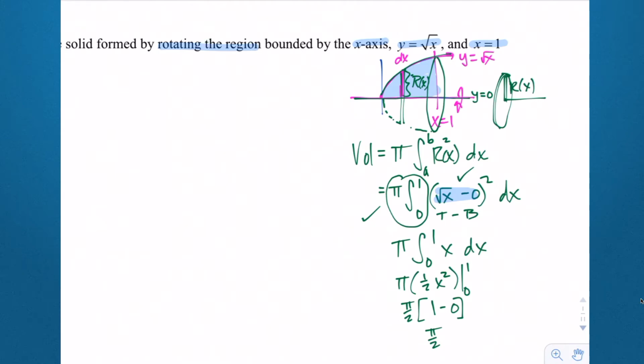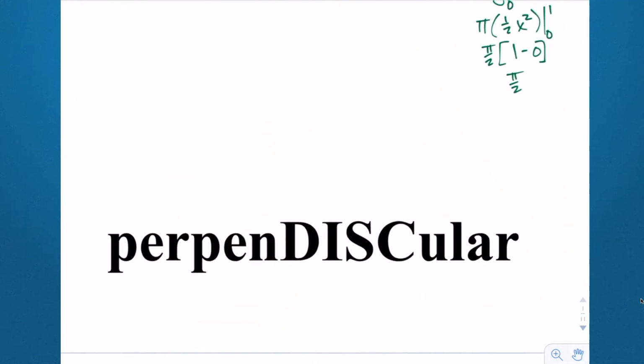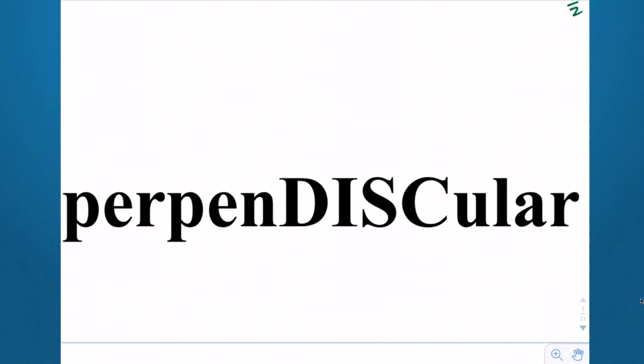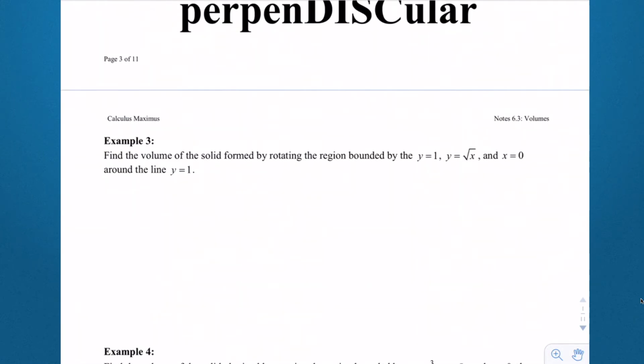Not too shabby. All right, so the word of the day, one of them is perpendicular. Slice it perpendicular to the axis of rotation. Your cross-section will be a disk. Pi r squared dx. All right, example 3, another one.